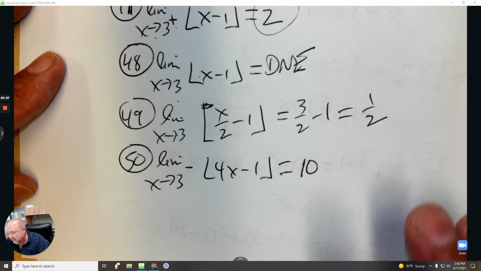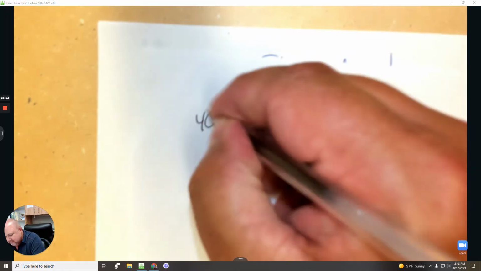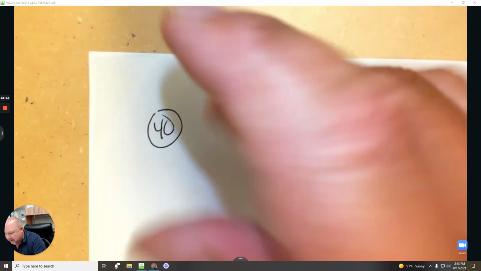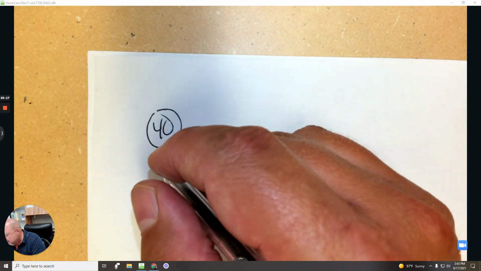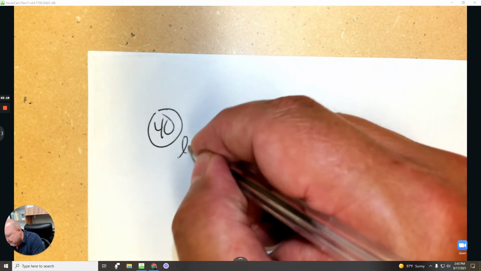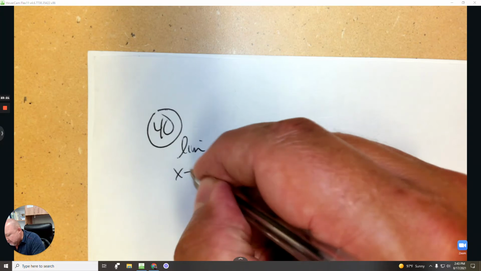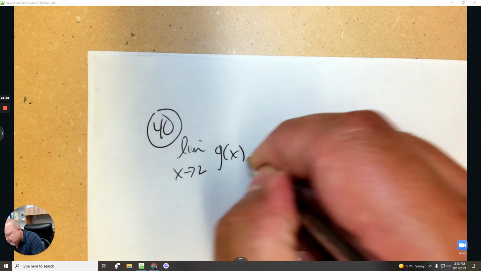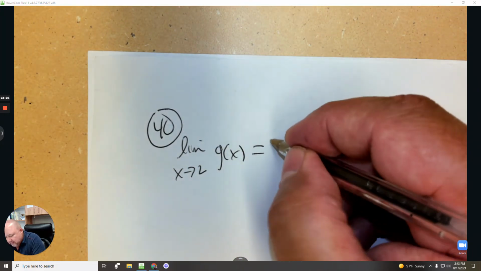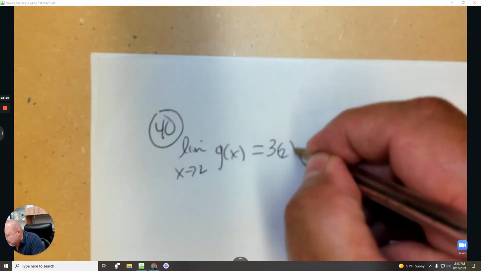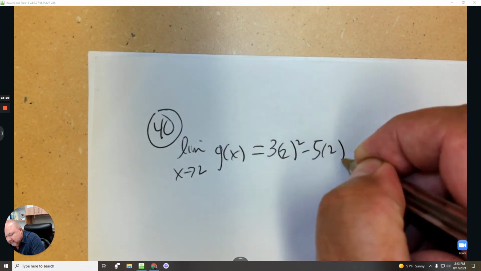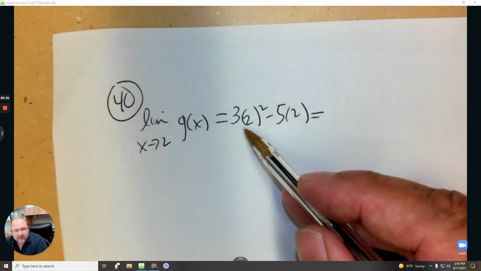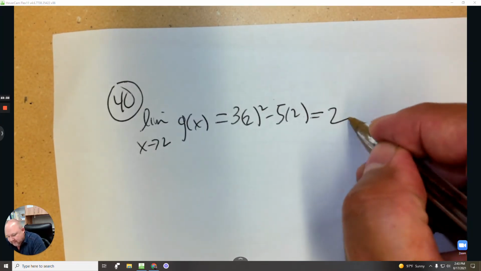All right, I'm going to go back to the ones I skipped. Silly me. So the ones I skipped were number 40. For number 40, the limit as x approaches 2 of g at x. So for this one, you just evaluate at 2 because it's a continuous function, and you have your answer. So that's 12 take away 10. That's 2.